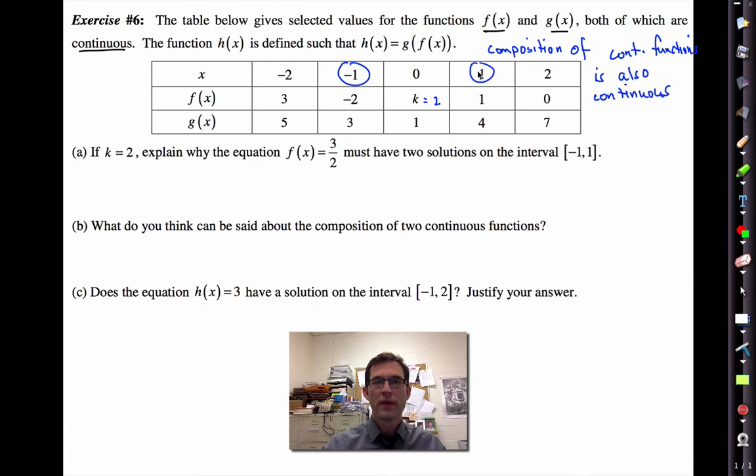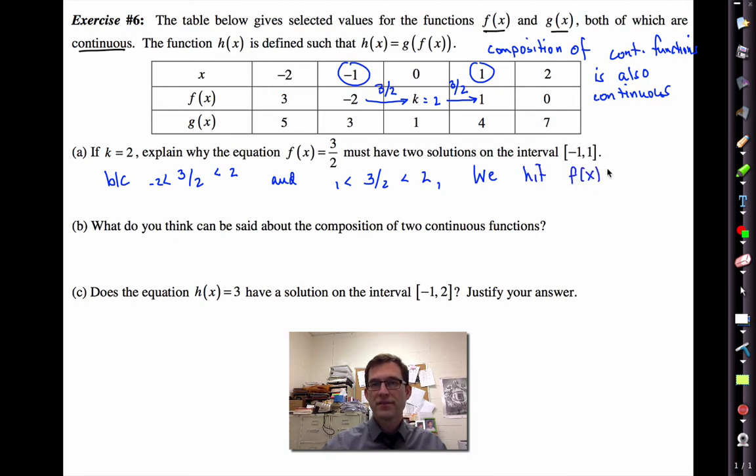All right, here's negative 1 to 1, and I'm saying it has to have two solutions. Think about that for a little bit. All right, let's talk about it. Well, notice, to go from negative 2 to 2, we must hit 3/2. And to go from 2 to 1, we must also hit 3/2. So, because 3/2 is greater than negative 2, less than 2, and 3/2 is greater than 1, less than 2, we hit f of x equals 3/2 at least twice on the interval negative 1 to 1.